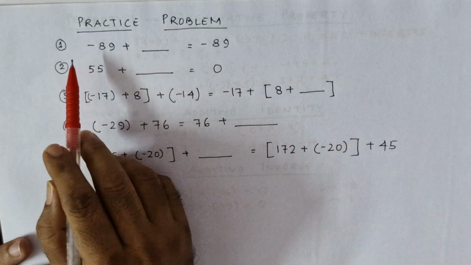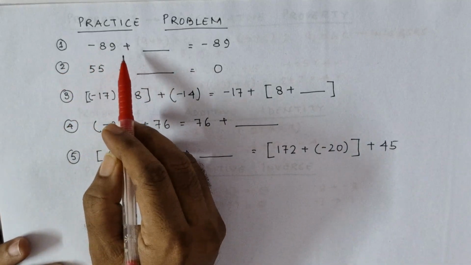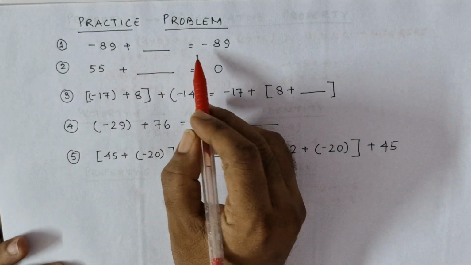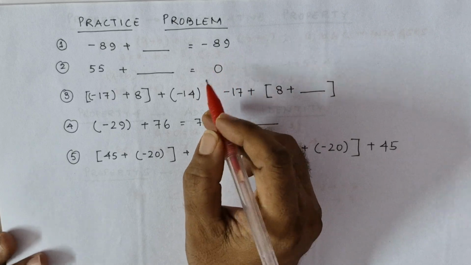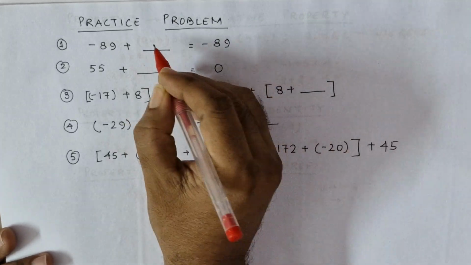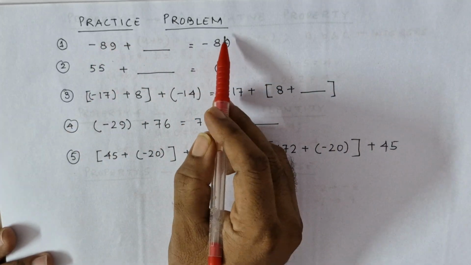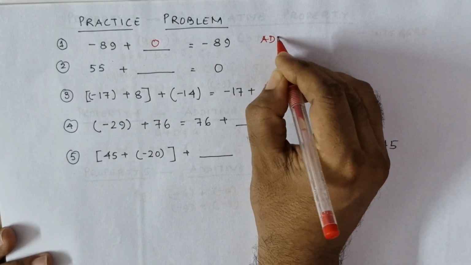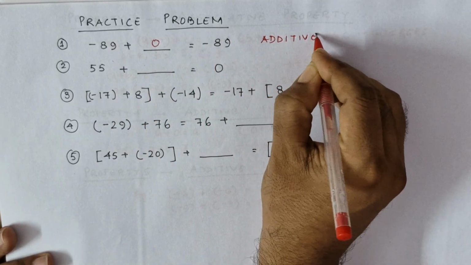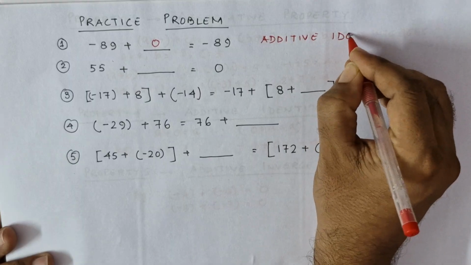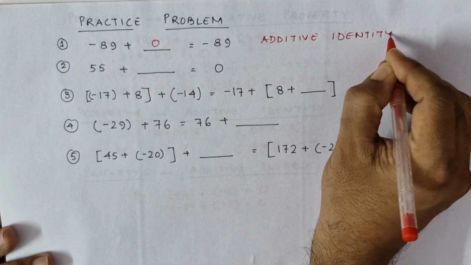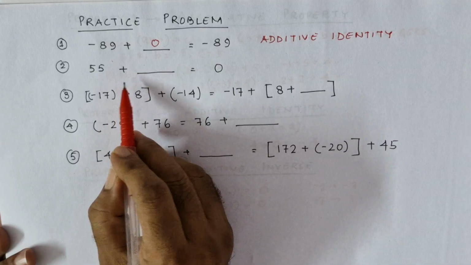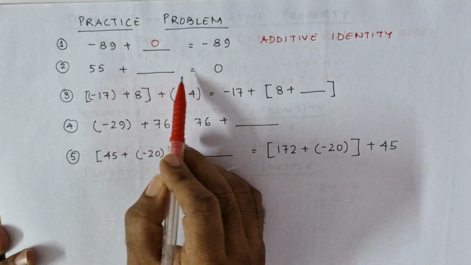So see, the first practice problem is minus 89 plus dash is equal to minus 89, right? So what will be the answer? The number is not changing, so 0. It is known as additive identity, right? Additive identity.